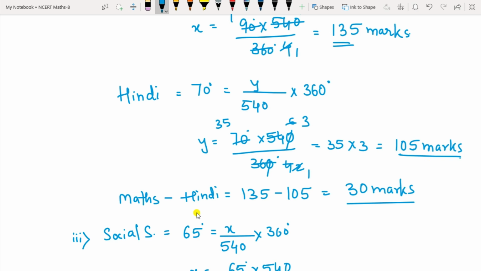Okay. So how many more did he score in Maths? Maths minus Hindi is 135 minus 105, which is 30 marks. Did he score more in Maths?